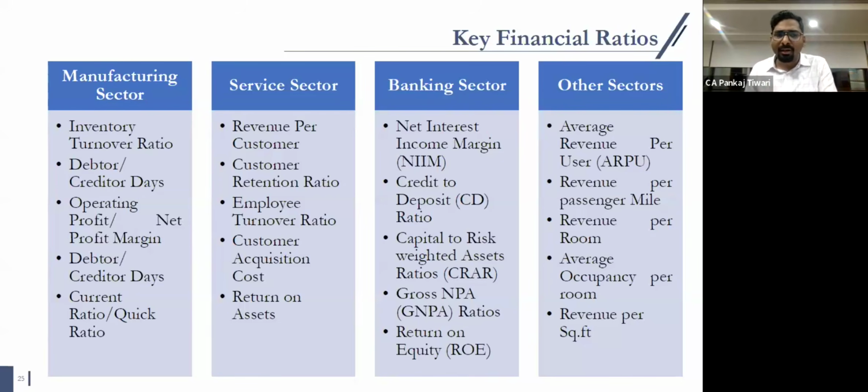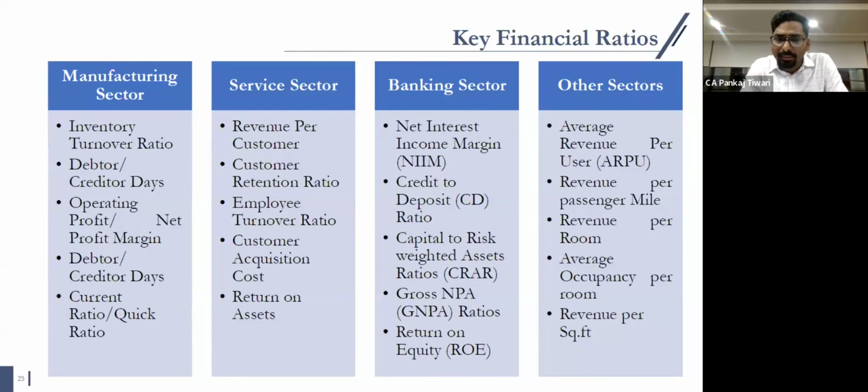One is the manufacturing sector. For example, in the manufacturing sector, I will simply look at the working capital cycle of that company in terms of inventory turnover ratio, in terms of the debtor or creditor days which are outstanding, in terms of the operating profit, and the current ratio and the quick ratio. Sometimes the current ratio also becomes an issue. That's why I will look at the quick ratio.